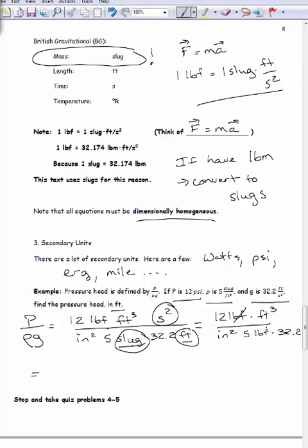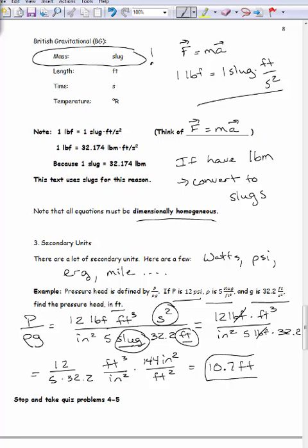So now my pound force is going to cancel, and all I have to do is convert my inches squared to feet squared, and that's going to be a factor of 144. If I put all my numbers out front, 12 over 5 times 32.2, what I have left here is going to be feet cubed over inches squared, and I know I've got 144 inches squared per foot squared. Doing the math, I get 10.7 feet. So there you have it.